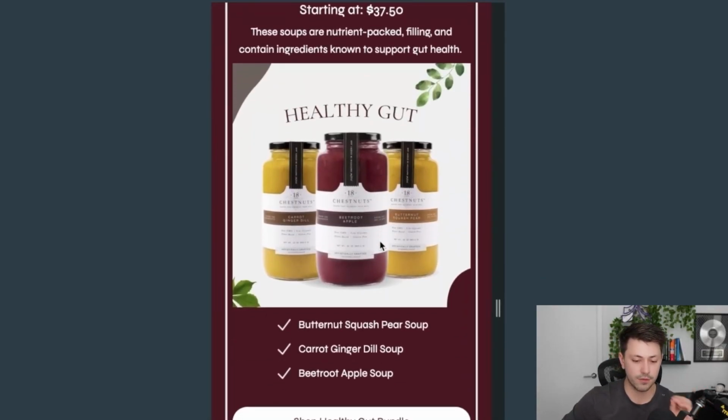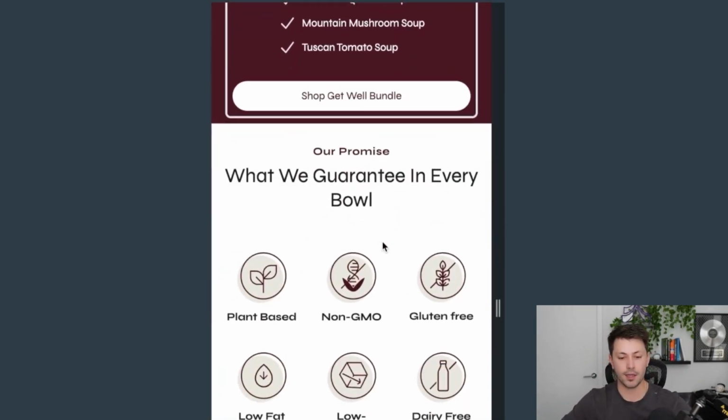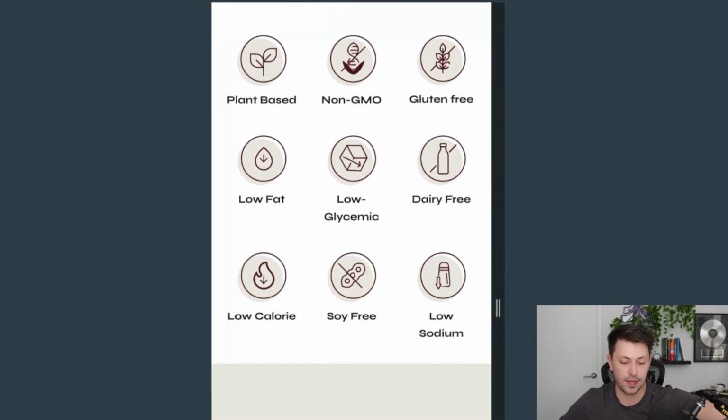And now if we scroll down to the final section here, you can see that we just have some very simple offers where people can go and build their own box, and we talk about what we guarantee, and then there's just a final CTA down here.